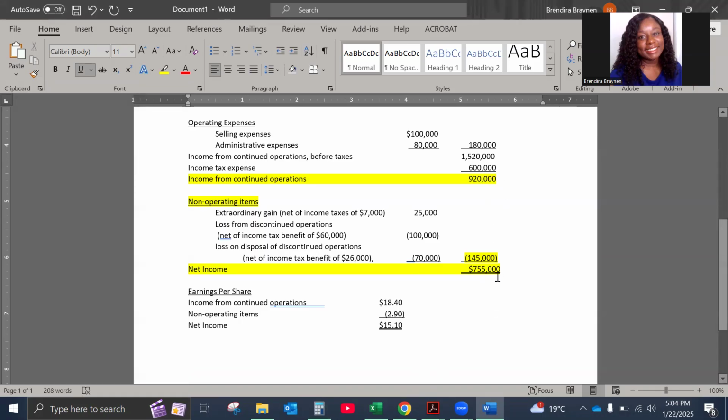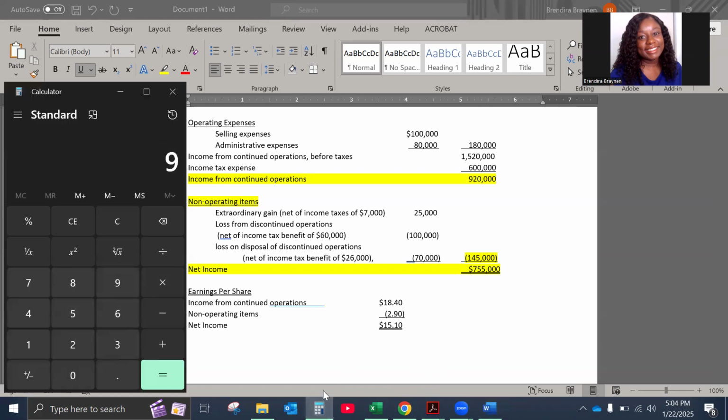That's going to be a rounding issue, likely, and so therefore it's okay. So let me just double check one more time. 920,123 divided by 50,000 is 18.40, okay. Then I'm going to take 1,445,123 divided by 50,000, 2.9, okay. So my 755,123 divided by 50,000, 15.1. Well, then we're satisfied. It's okay.